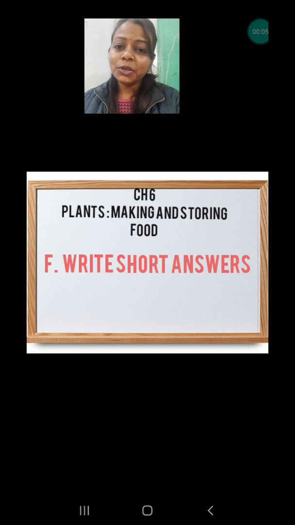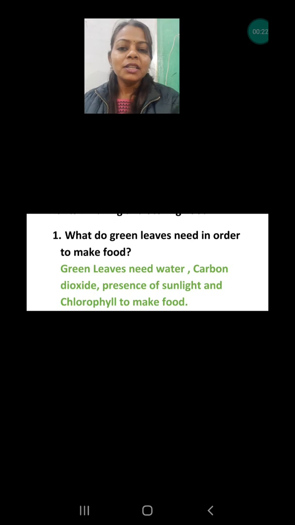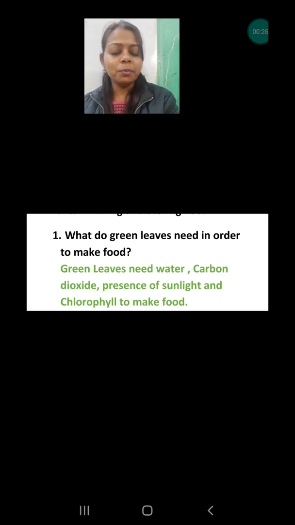We have completed all the explanation of this chapter, isn't it? And we have learned all the things given in this chapter. So today we are going to discuss the short answer questions of this chapter. I hope you all are ready to discuss the question answers. Let's start this video. The first question is asking, what do green leaves need in order to make food?